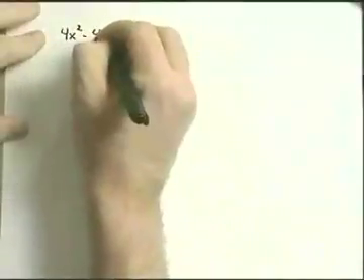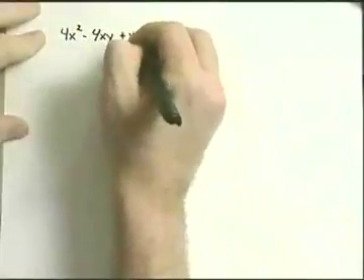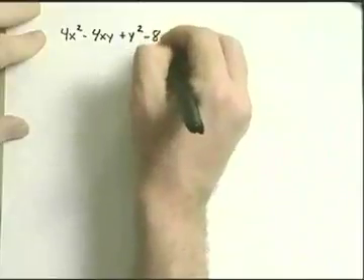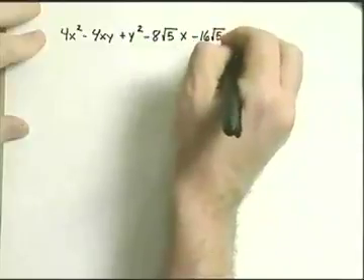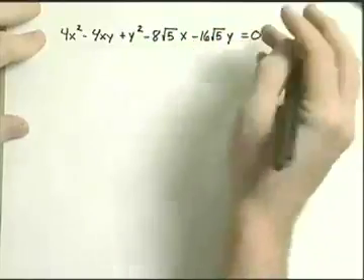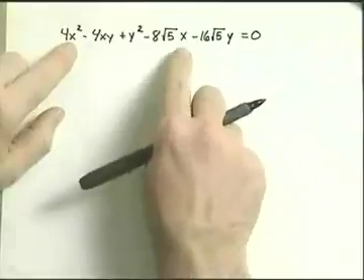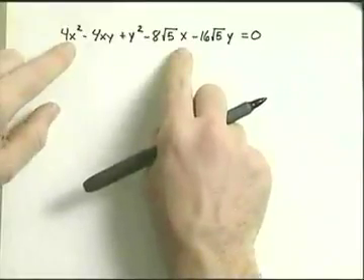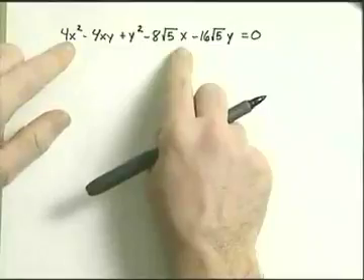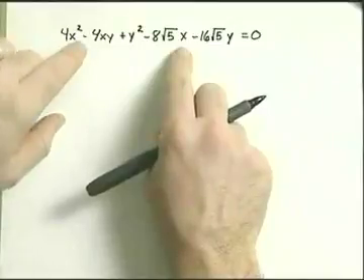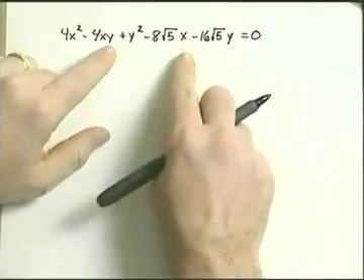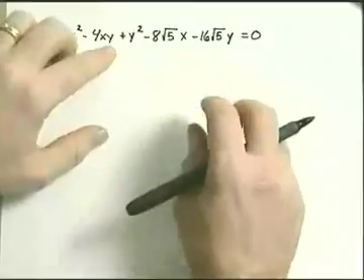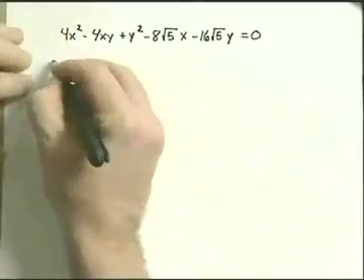here is my original equation, 4x squared minus 4xy plus y squared minus 8 root 5 x minus 16 root 5 y equals 0. So in place of every x, I put square root of 5 over 5 times the quantity x prime minus 2y prime. Wherever I see a y, I put square root of 5 over 5 times the quantity 2x prime plus y prime. And here's what I create.